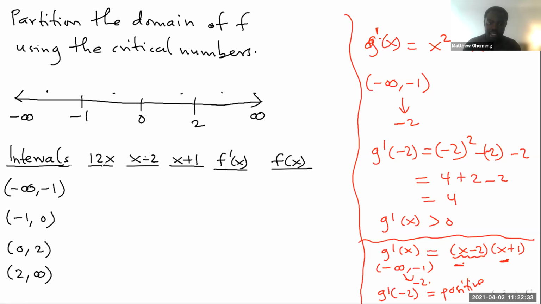So that's the motivation. That's why we factor, right? So now with this factored form, all that we need to do is just pick a number and check the sign for that expression. So within this interval, just as I did here, I'll pick, say, negative 2.